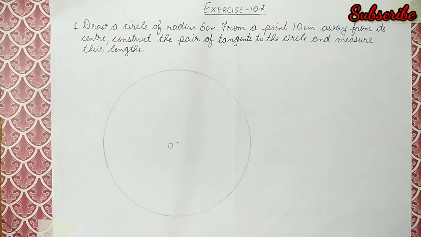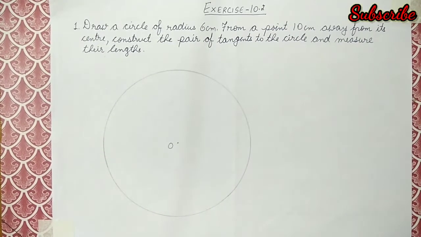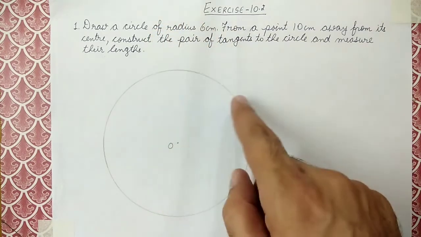Let's see the first question of exercise 10.2. It's given: draw a circle of radius 6 cm, then from a point 10 cm away from its center, construct the pair of tangents to the circle and measure their lengths. Now what we have to do, the first step is to draw a circle of 6 cm, which I have already drawn for you.